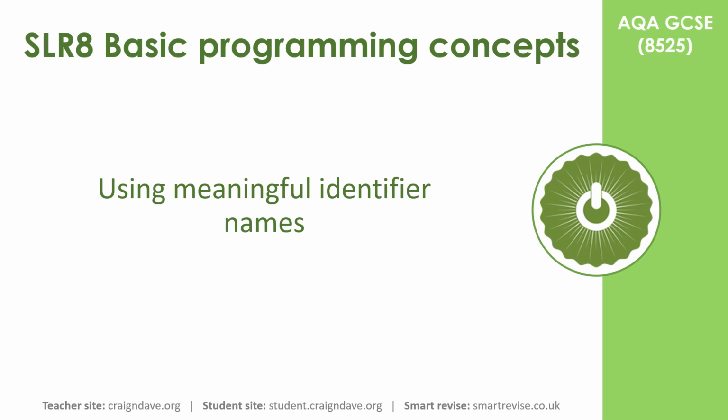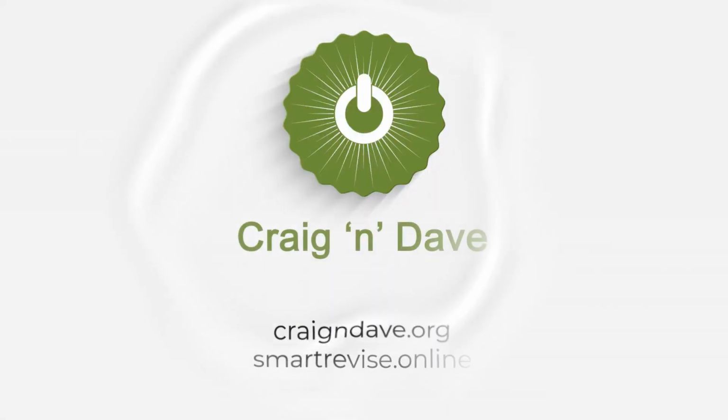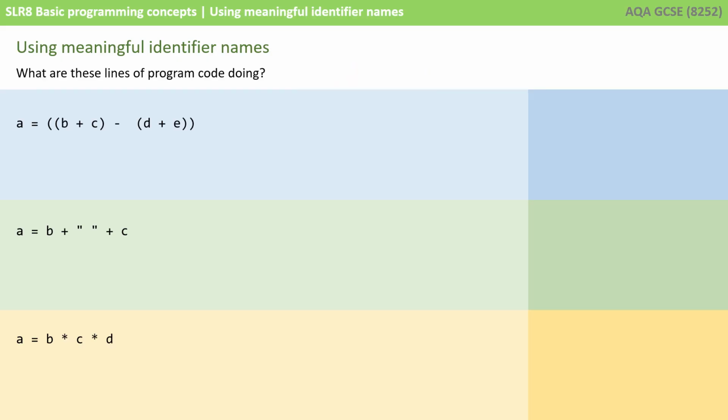In this video, we look at the importance of using meaningful identifier names. So take a look at these three lines of code here. Are you able to tell me what the program is doing?